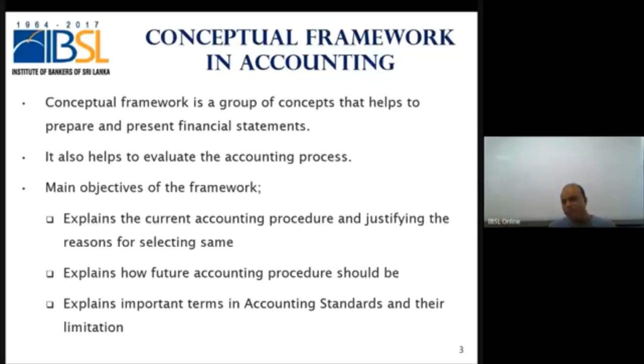So financial statements are, in other words, prepared in compliance with the accounting standards. So you cannot be doing something which is beyond what is meant or spelled out in an accounting standard. Then it becomes something controversial with regard to your financial information.